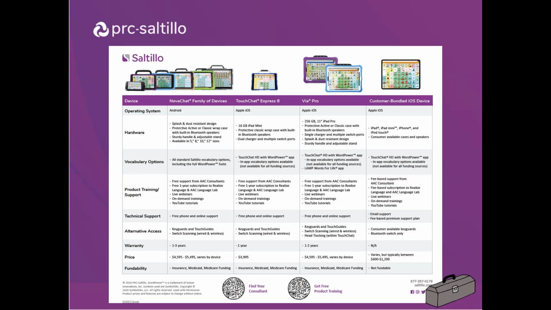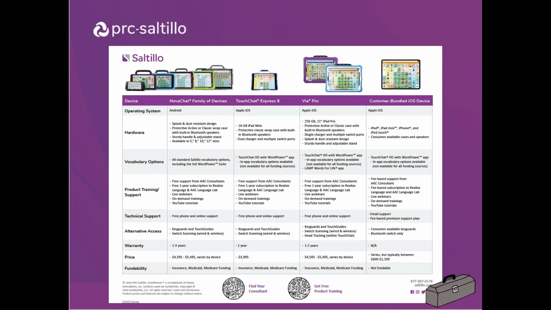Vocabulary options. I know there were some comments and questions about TouchChat and the NovaChat, the different hardware with the same vocabulary files. And there's quite a variety of vocabulary files in there. Often and most used is Word Power, but there are other options in there, and there are more options available on NovaChat for those scanning purposes with switch scanning. Same thing for the training and support, free for the life of the device, as well as all those extras that are listed there. NovaChats have key guards and touch guides, as well as switch scanning available, wired or wireless. The NovaChat 5 does not have key guards or touch guides.